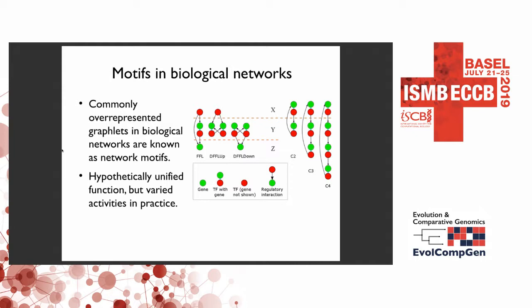And one of the basic approaches to actually analyzing subgraphs in biological networks has been through network motifs, and these are just commonly overrepresented graphlets, such as feed-forward loops, cycles. You're probably aware of many of these, and they hypothetically have a unified function, as in we can map feed-forward loops to signal delay and all kinds of other functions. But in practice, the overall interpretation of network motifs has been contentious.